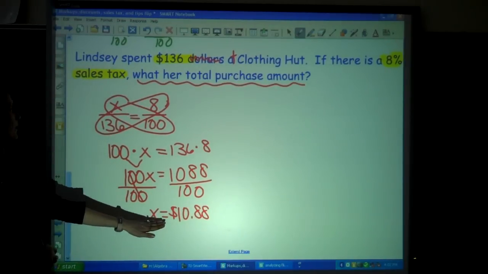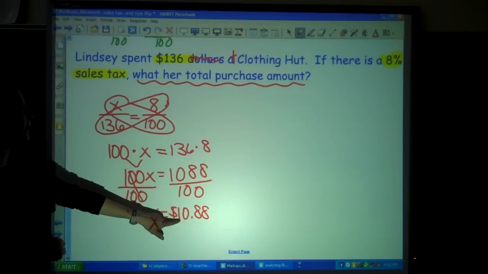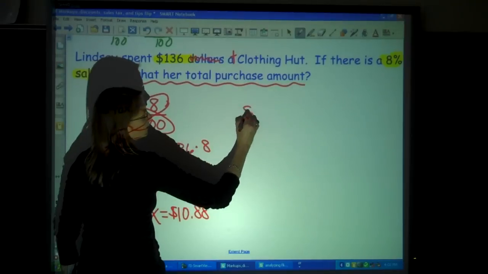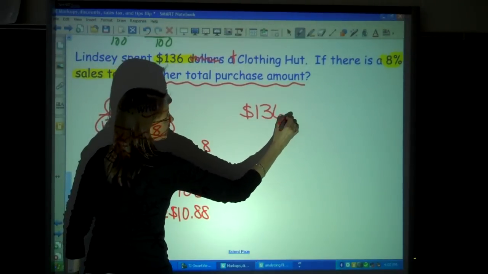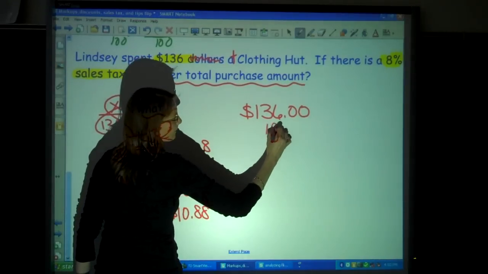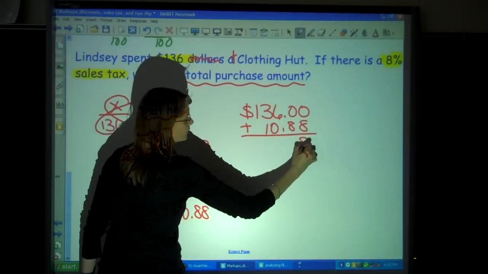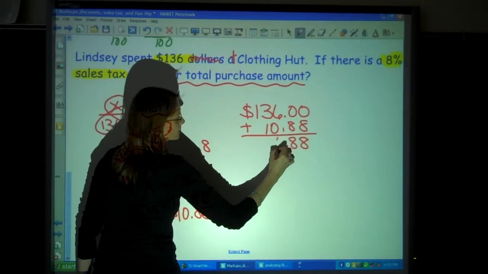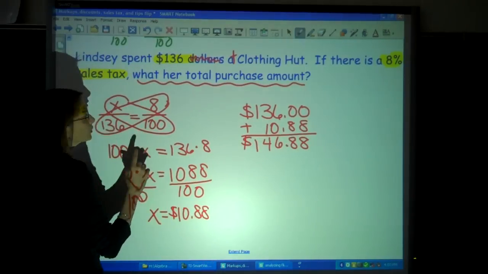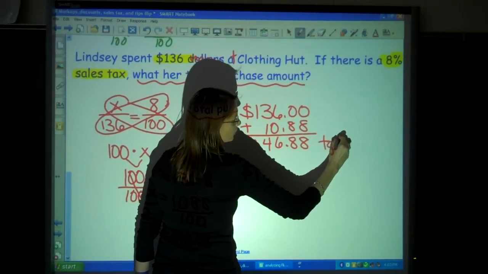But remember, it's not going to make sense that if she spent $136, her total purchase will be $10.88. Remember, that's the sales tax. Sales tax is added on. So put my $136 and put my $10.88. And I'm going to add this right up here. You can use a calculator if you need to. 6, 3 plus 1 is 4, 146. So her total purchase is $146.88 total.